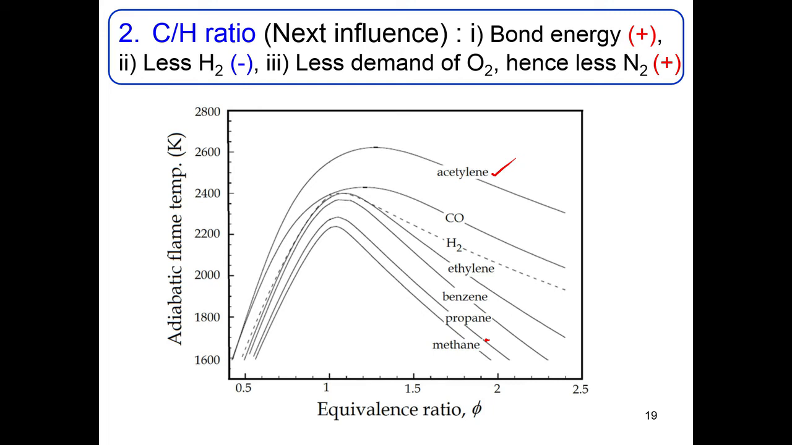But on the other hand, because it has less hydrogen, it demands less oxygen for water formation. Hence, if the requirement of oxygen is less, you will need less nitrogen also, and with nitrogen you are basically just wasting energy in heating it up, right. So, these are the factors that determine the CH ratio effect: bond energy, less hydrogen or more hydrogen, and the demand of oxygen essentially determine the adiabatic flame temperature.